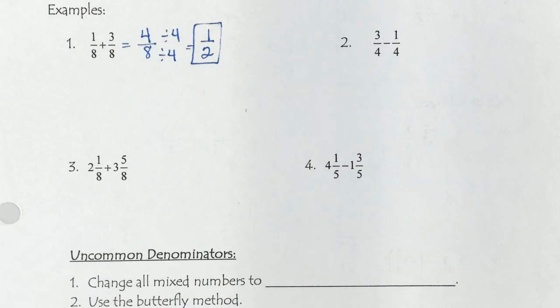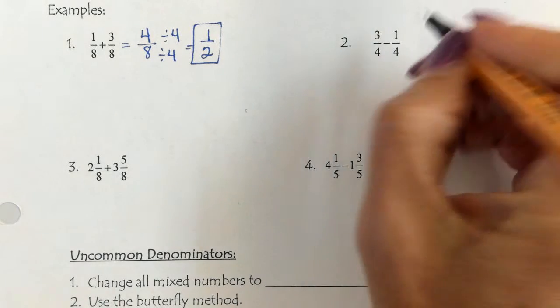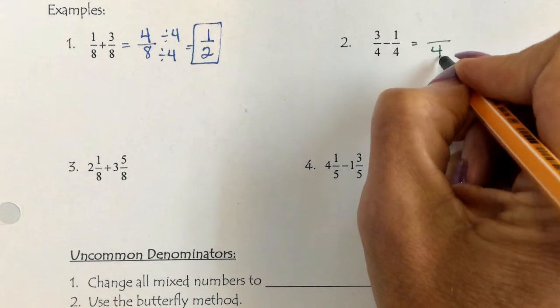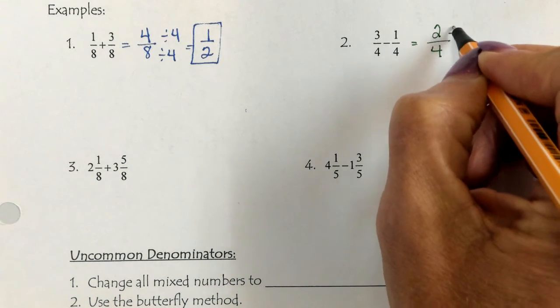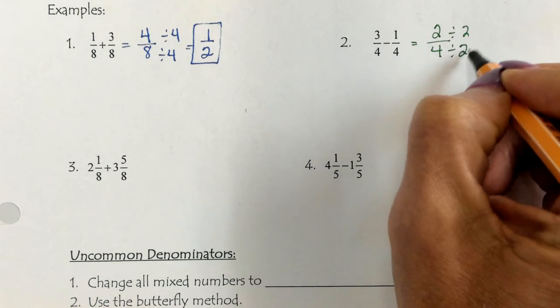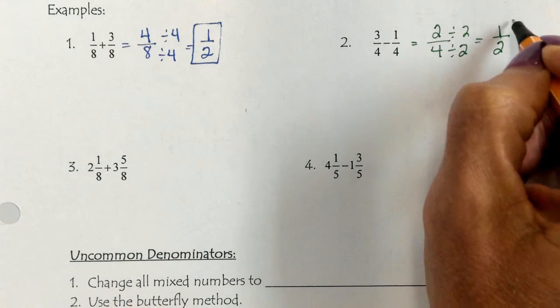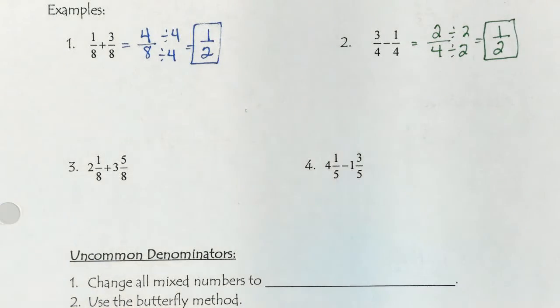Okay? For the second one, again, they already have a common denominator of 4, so I'm going to leave that denominator, and I'm going to subtract the top. 3 minus 1 is 2. Again, I can divide the numerator and the denominator by 2 and reduce that down to 1/2 as well.